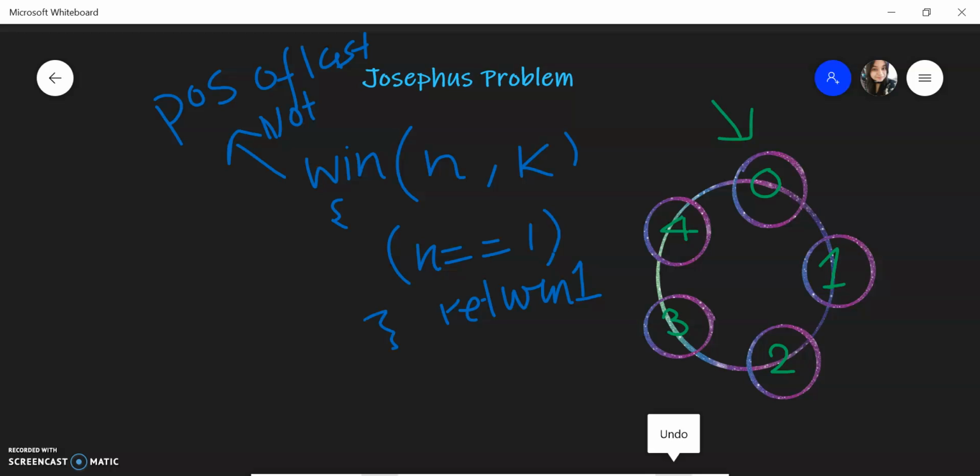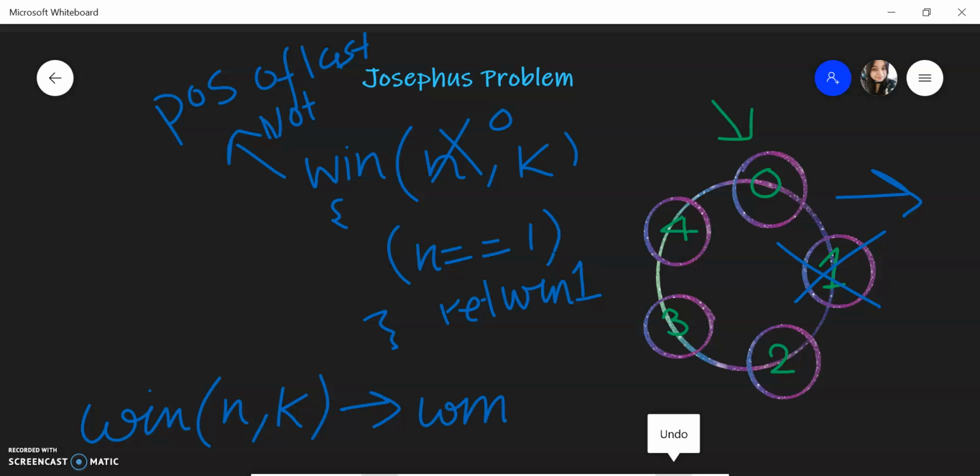Now what is the other condition? If n is not equal to 1, then what should happen? Let's just see. We can simply give an answer that win of n, k can be found from the next iteration. Suppose at a point this person is killed, then what is the next situation? Of course our n will be n minus 1, right? Because one person has already been killed. Our k won't change for a game, so it will be k.